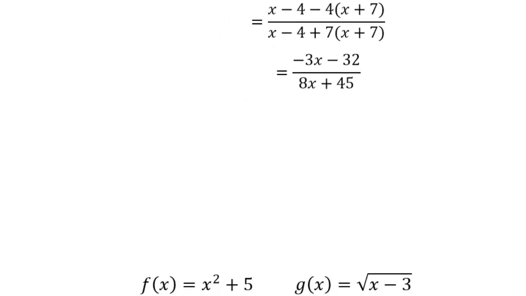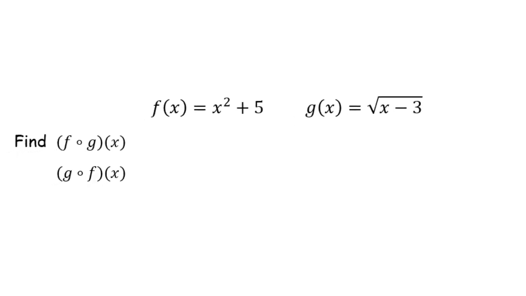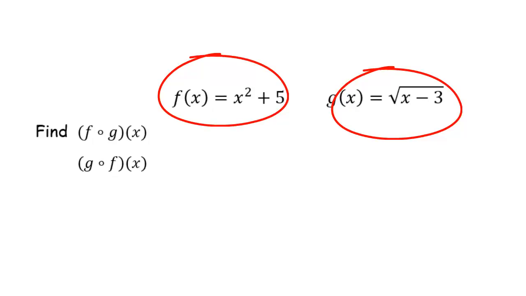All right, I want to do one more problem with you from your homework, just to give you another flavored example. Here we've got a square and a square root. We're going to find f composed with g and g composed with f.